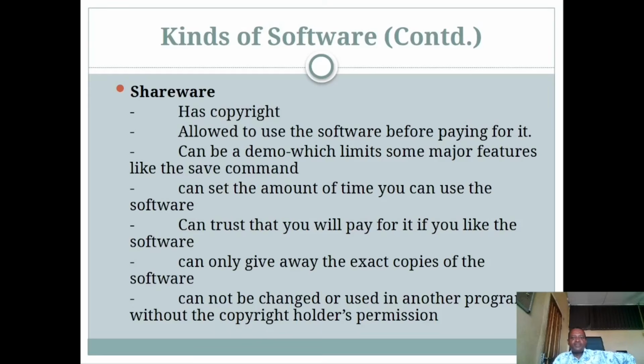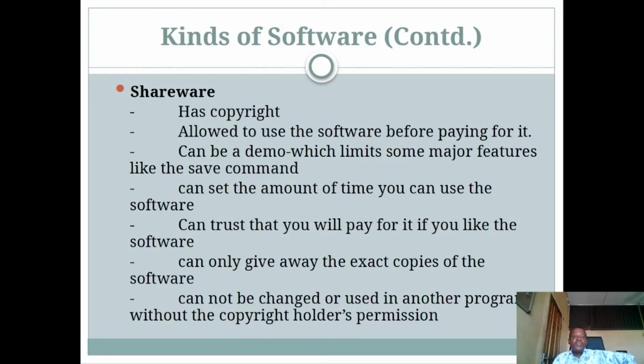You can set the amount of time you can use the software. So the amount of time one can use the software can be set. For example, a shareware can be given out to be used basically within 1 month. After 1 month, your rights to the software will expire and the software might not be active on your system again. It is always done with the mind that you will pay for the software if you like the software. Shareware software is always given in trust that you pay for it if you like the software.